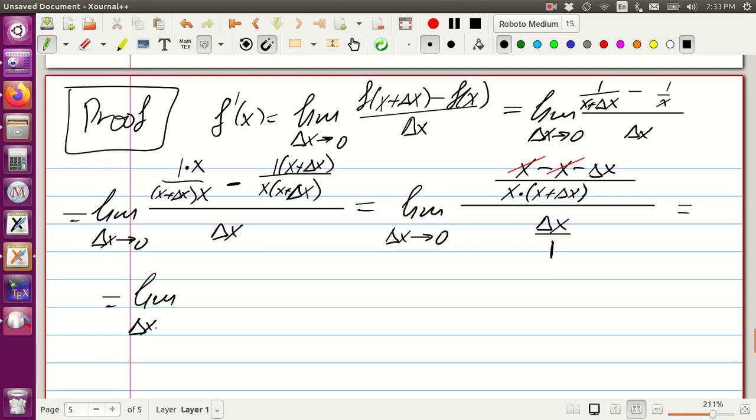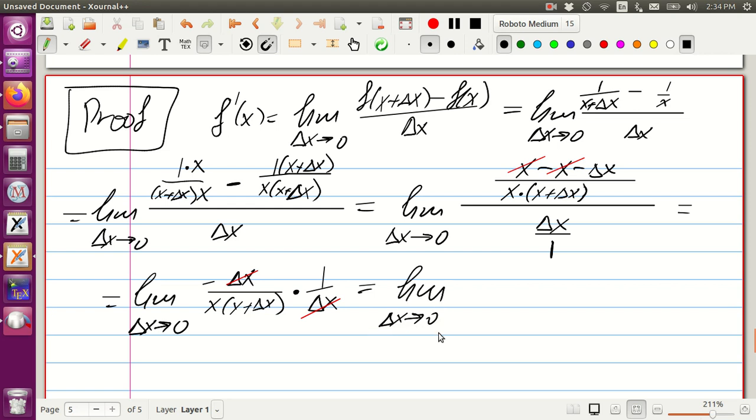We move on to the next line. We write limit when delta x goes to 0. Then what's left over here? There is a minus, there is a delta x. On the bottom, we have x times x plus delta x times the reciprocal of this expression, which is 1 over delta x. And we have to convince ourselves that we can divide by this delta x. Again, we've done it many times already. Delta x goes to 0, but not equal to 0, so we can do that. Let's see what's left. While we're not done with the limit, we should write the word limit, but as soon as we're done with the limit, it shouldn't be there as a word.